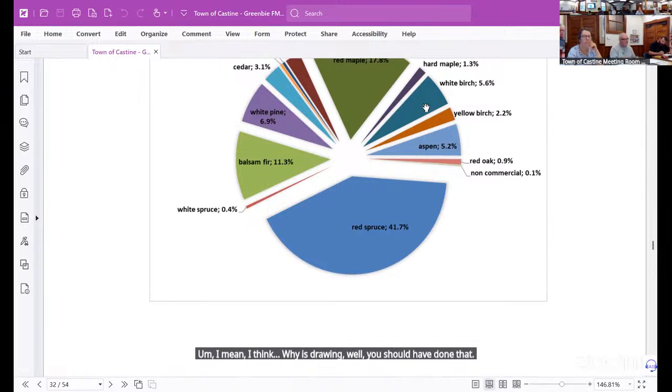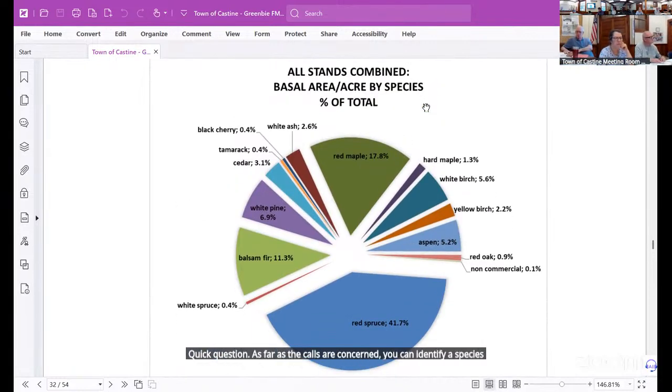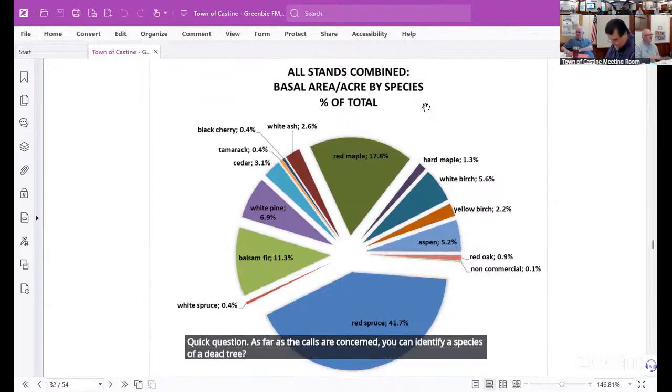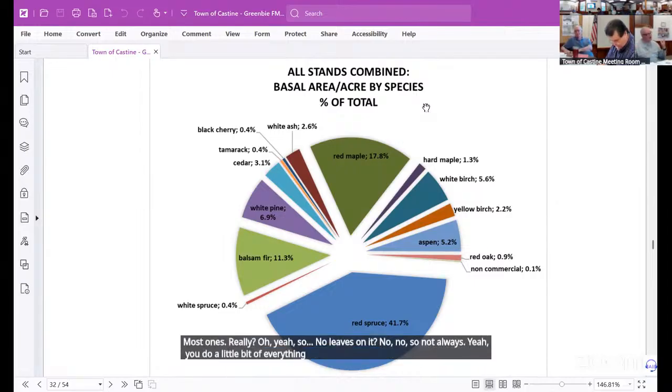A quick question. As far as the culls are concerned, can you identify the species of a dead tree? Mostly. Really? Oh yeah, even with no leaves on it? Not always. You do a little bit of everything. You have to figure out what's around, what's on the ground.